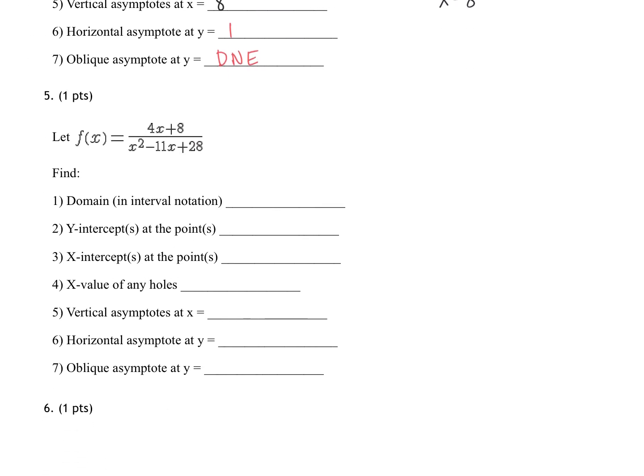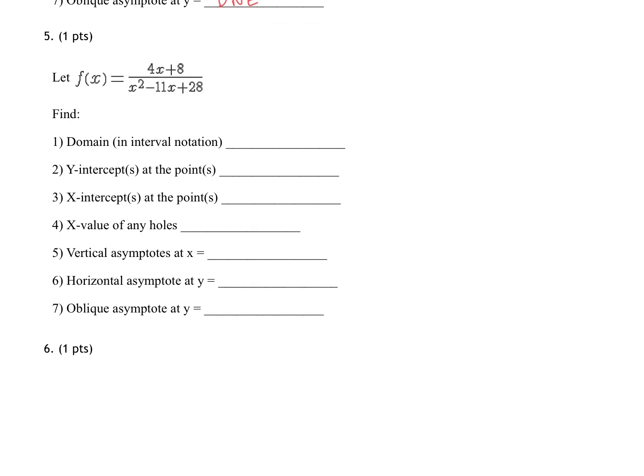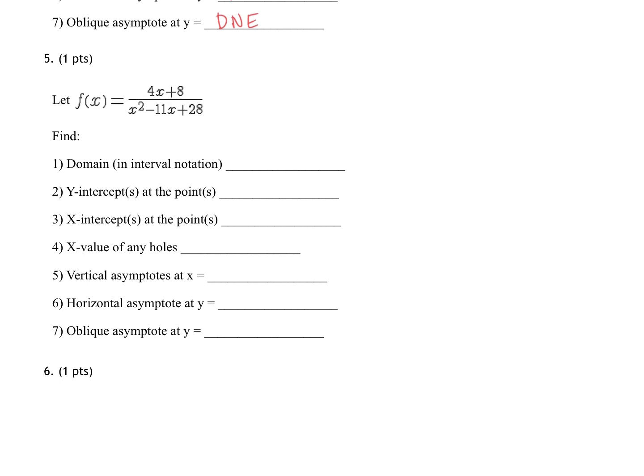Okay, next, number 5 is similar to number 4, so I'm not going to go through this whole thing. One difference is the horizontal asymptote, so I would like to point that out. For this one, you're comparing the degrees. The degree of the top is 1, the degree of the bottom is 2. Since the degree of the top is smaller than the degree of the bottom, your horizontal asymptote is automatically y equals 0. So that's just the rule. If the degree of the top is smaller than the degree of the bottom, horizontal asymptote at y equals 0. The rest of the things can be found in the same way we did for number 4.